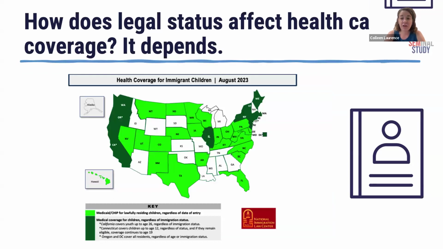Immigrant children are also often covered by either Medicaid or CHIP. The Biden administration is currently proposing to extend CHIP and Medicaid coverage to DACA recipients. However, as it stands, coverage is variable from state to state.